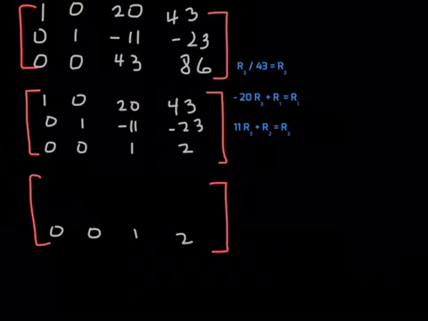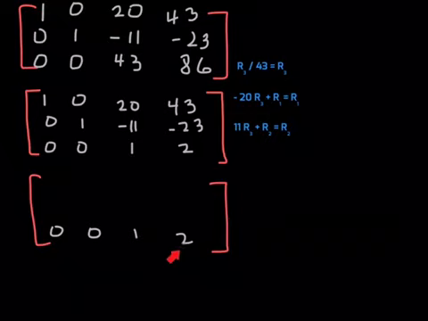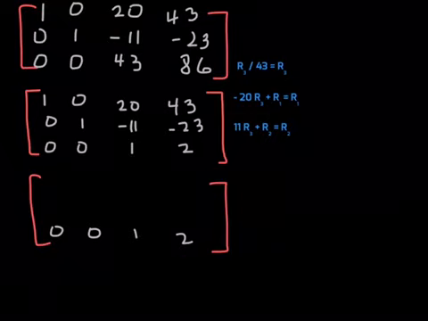By the way, guys, this first column is for x, right? So this is 0x plus 0y plus 1z is equal to 2. So we already know our z value. We know that coordinate. Z is 2. So all we need are the other 2 coordinates. All right, so let's do this work now.